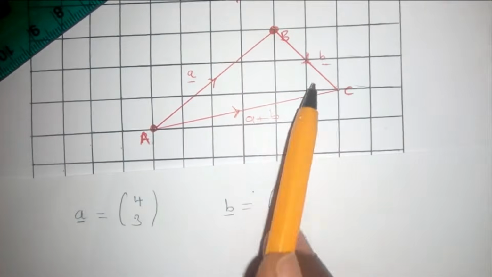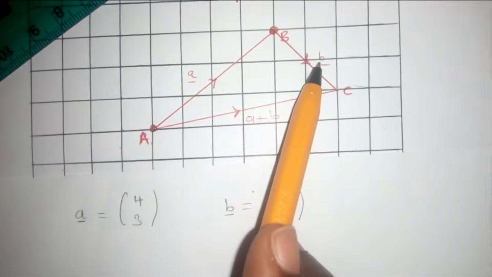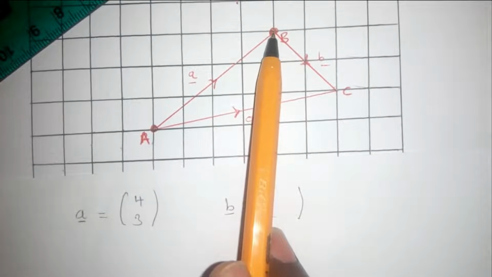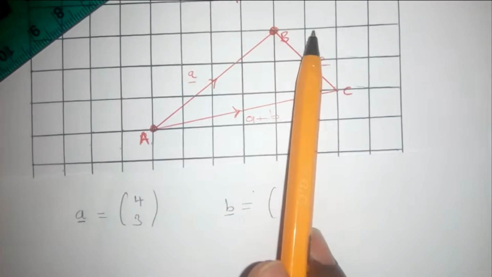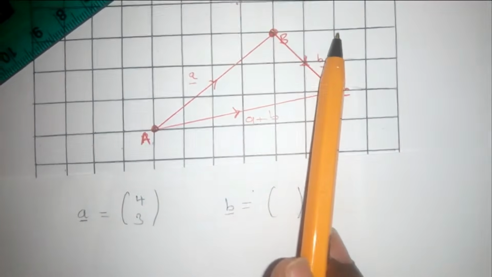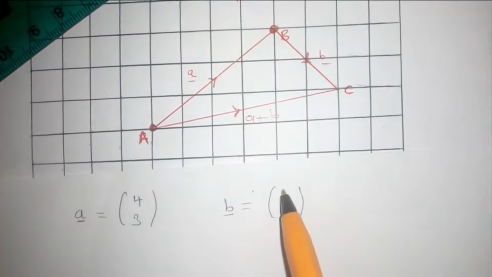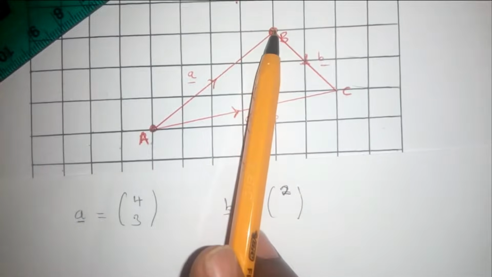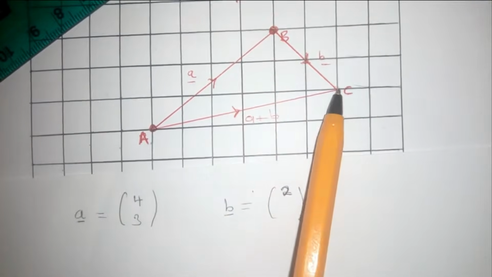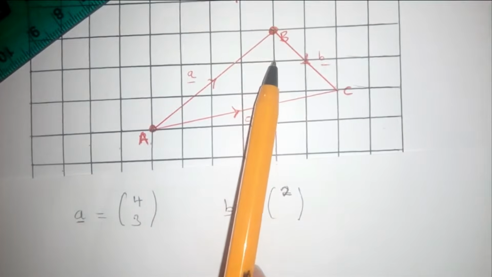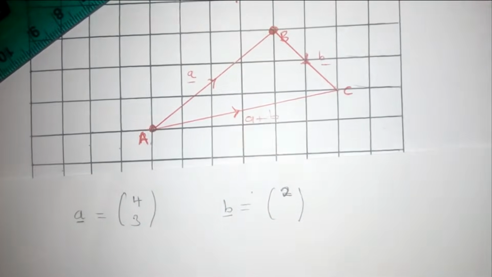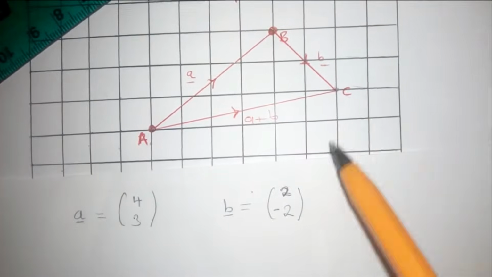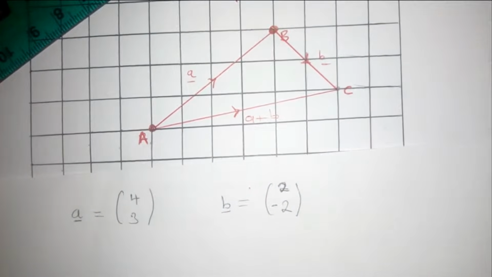Vector B, which is B to C. From B going along the x-axis, how many? It's 1, 2. So you write 2 following the x-axis. Now from here, on the y-axis, where are we going to meet this point? It's down, so 0, 1, 2. It will be negative 2, because we're going downwards to meet this point over here.